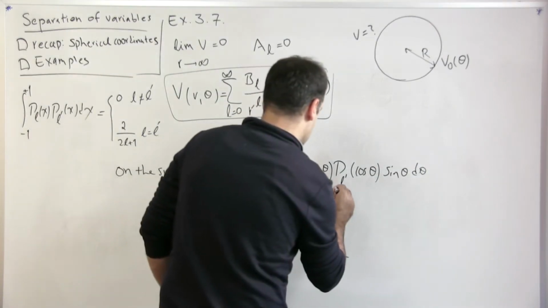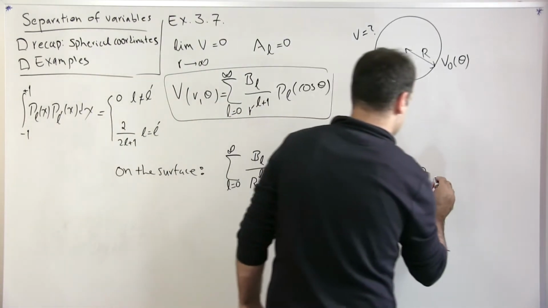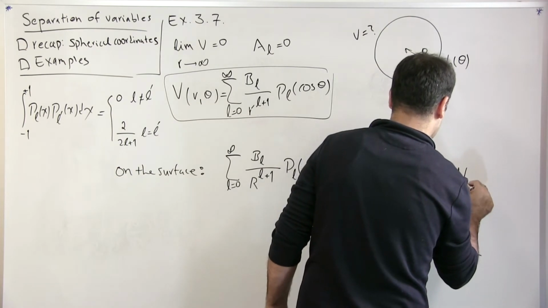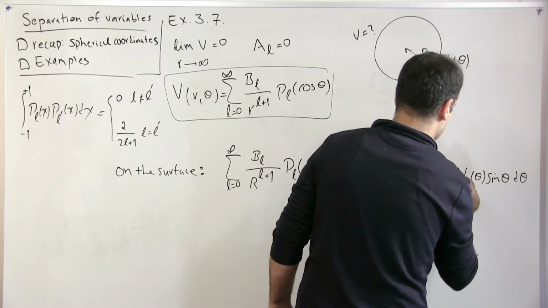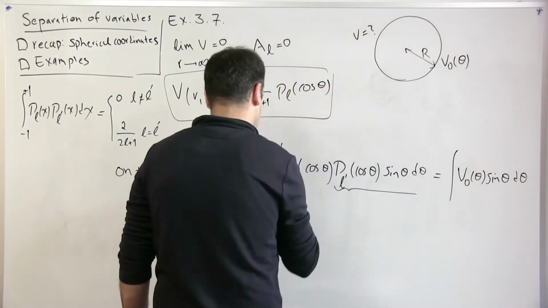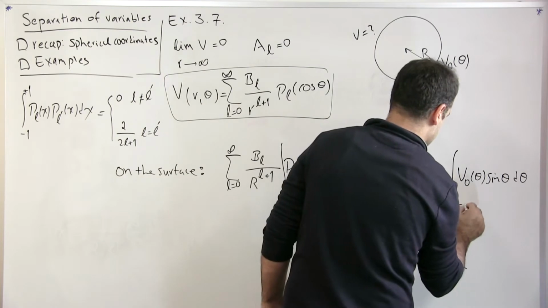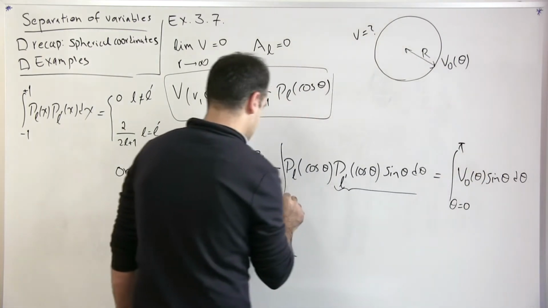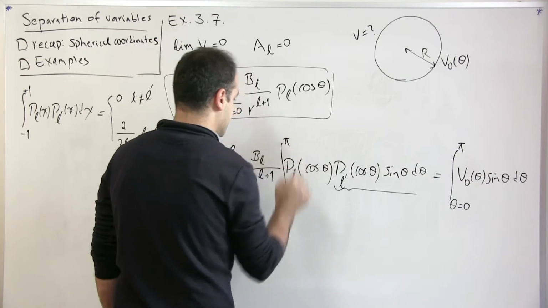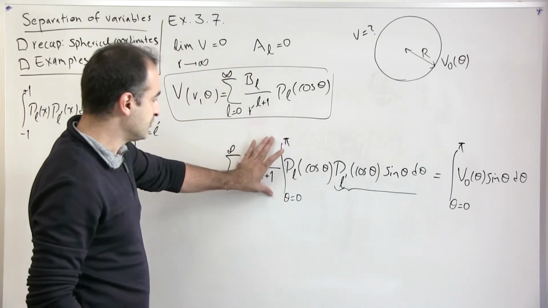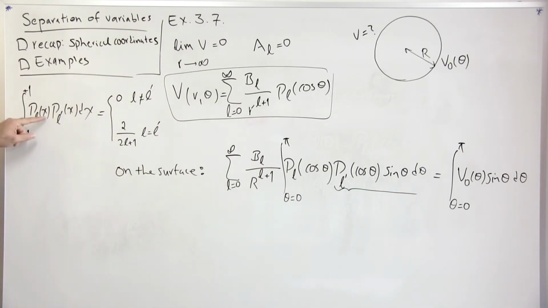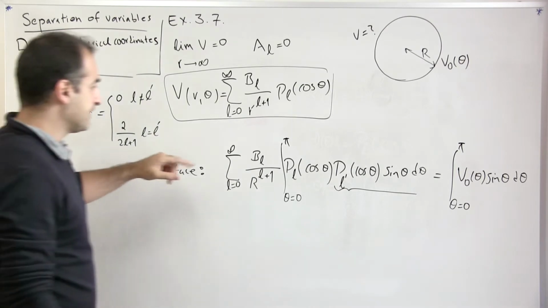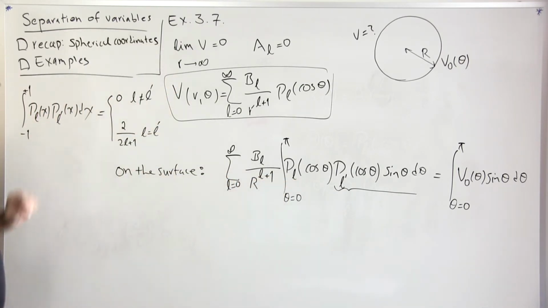Okay, so I multiply it by this, and that should be equal to V0 theta sine theta d theta. The integral, I'm going to integrate that for theta equals 0 to pi. And the integral from 0 to pi in terms of the cosine theta variable basically moves us from -1 to 1 in terms of PL x.